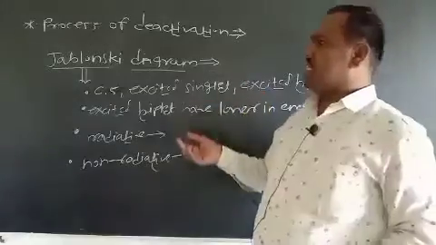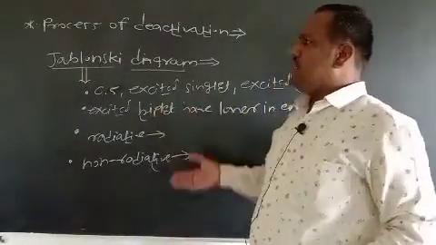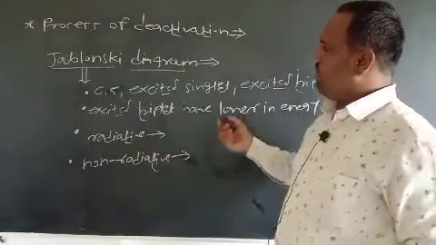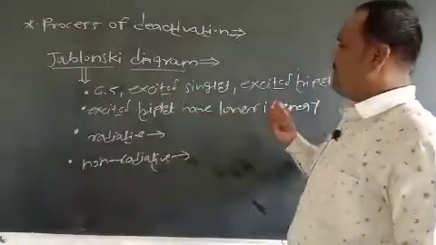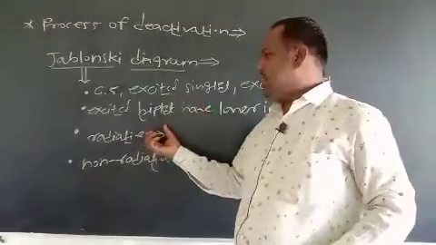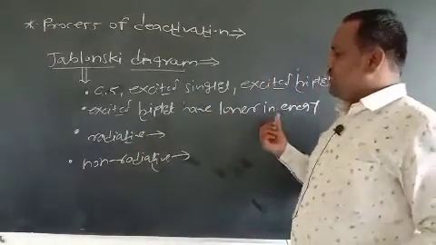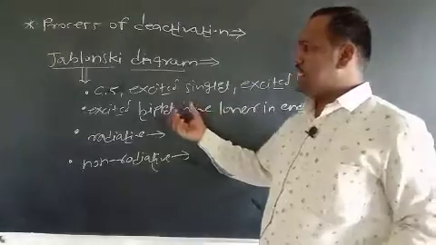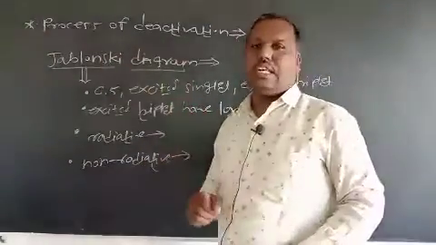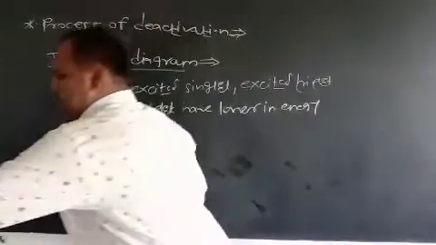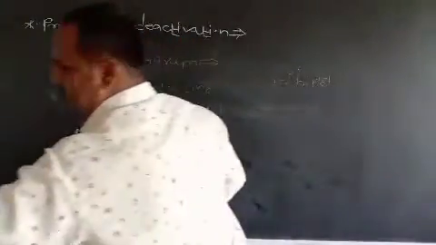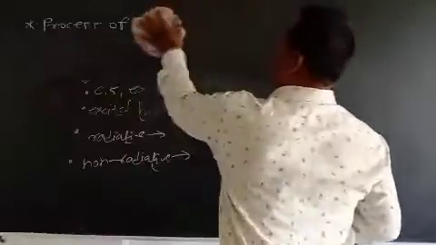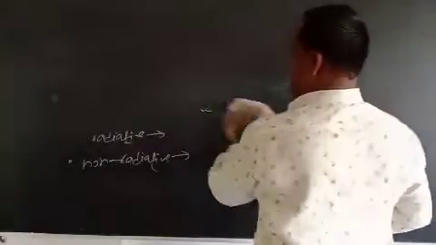Before discussing what the Jablonski diagram is and what the steps in it are, one by one we discuss what is the singlet excited state, what is the triplet excited state, and why the excited triplet is lower in energy as compared to the excited singlet state. Then we discuss the Jablonski diagram for the deactivation process. So, let us see the first one, that is, the excited singlet and excited triplet state.